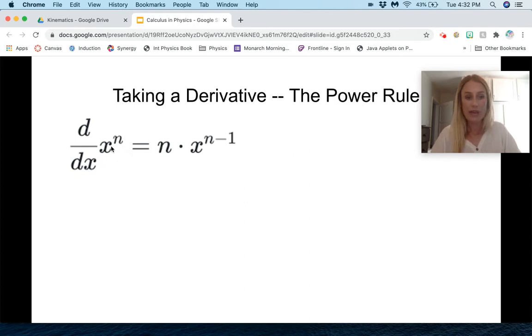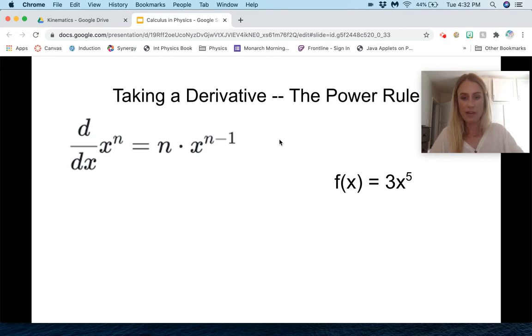When we do that, we're going to take this n right here, which just means any number, any exponent, and we're going to multiply the original function by that exponent. Then you're just going to subtract 1 from the exponent. And that's it. That's the derivative. It gets a little bit more complicated, but we'll give some examples and I'll show you what I mean.